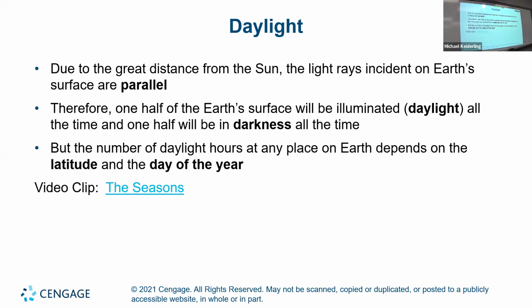The number of daylight hours at any place on the Earth, however, depends on the latitude and the day of the year. Because of the seasons, the fact that you get more sun in the summer and less sun in the winter is due to the fact the Earth is tilting. So the halves of the Earth that are illuminated don't pass through the poles.